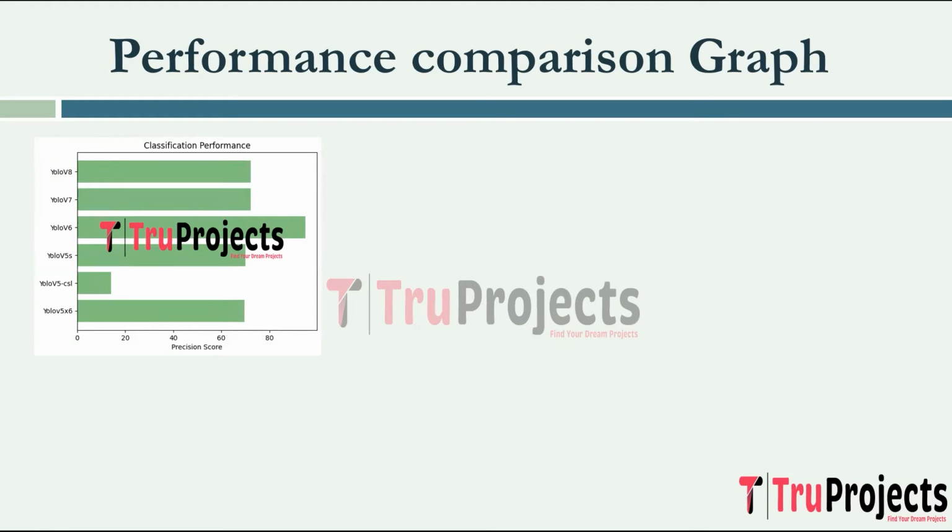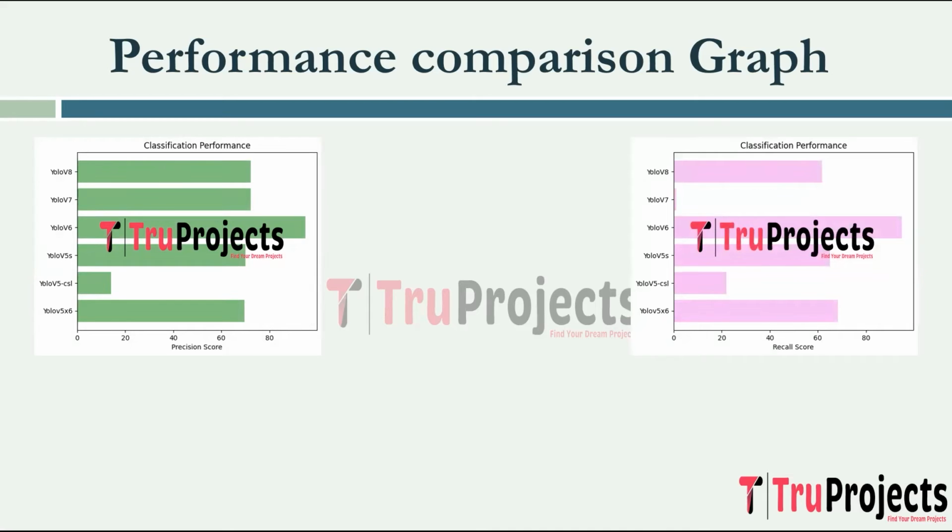Precision is a metric that measures the accuracy of positive predictions made by a model. It is calculated as the ratio of true positive predictions to the sum of true positives and false positives. Precision is concerned with the correctness of the positive predictions. This is recall comparison graph. Recall is also known as sensitivity and true positive rate. It measures the ability of a model to correctly identify all relevant instances of a class. It is calculated as the ratio of true positive predictions to the sum of true positives and false negatives.